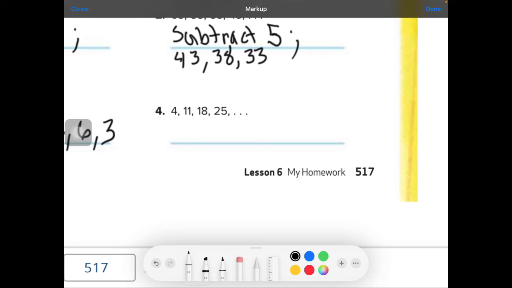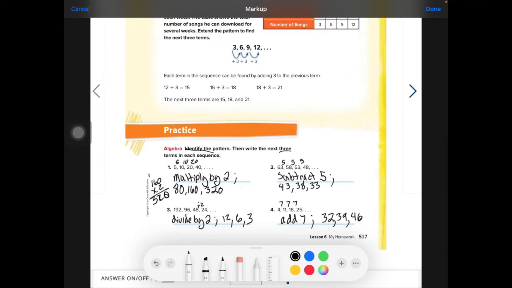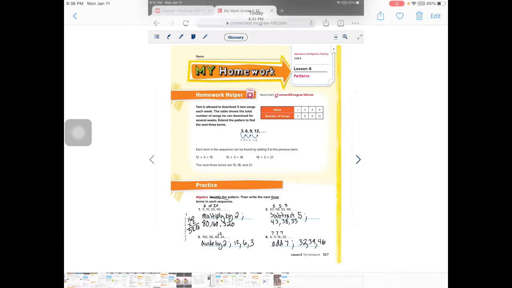Let's look at this pattern. Okay, they're getting bigger as they're going to the right. Let's see by how much. There's 7 in between that one, and 7, and 7. So it's not multiplication, so we're going to say add 7. So 25 plus 7, count on your fingers if you need to. There we go. Next page.